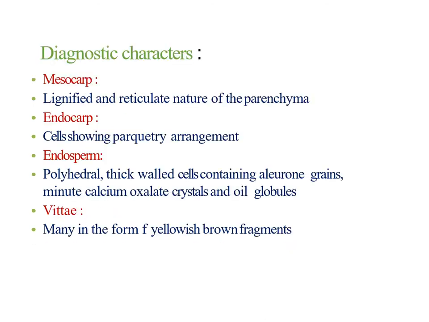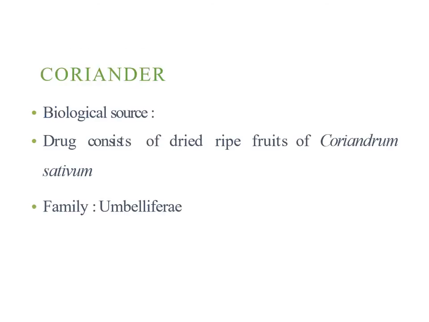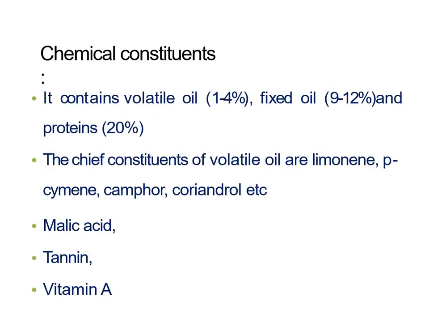Then diagnostic characteristics. These are about the morphological characteristics: mesocarp, endocarp, endosperm, and then TS. The next fruit drug is coriander, biological source: dried drug consists of dried fruits of Coriandrum sativum, family Umbelliferae. Chemical constituents: it contains volatile oil 1 to 4%, fixed oil 9 to 12%, and proteins 20%. The chief constituents of the volatile oil are limonene, terpinene, then camphor and coriandrol, etc.